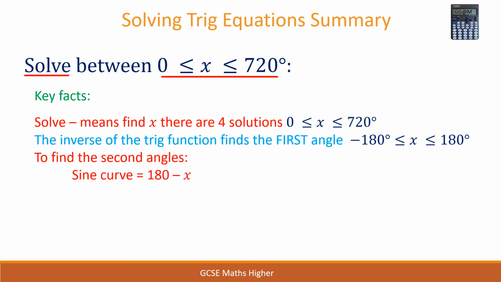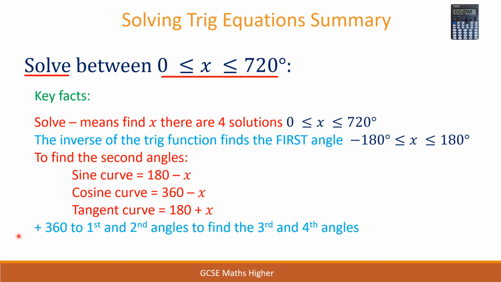So if you're looking at the sine curve, it is 180, take away the first angle, which was x. For the cosine curve, it's 360 minus the first angle, or 360 minus x. For the tangent curve, it is 180 plus the angle x, or your first angle. So you need to remember these 3 things to find the sine, the cosine of a tangent, or you can remember what the graphs look like and you can use the symmetry of the curve to work out the second angle. The choice is yours.